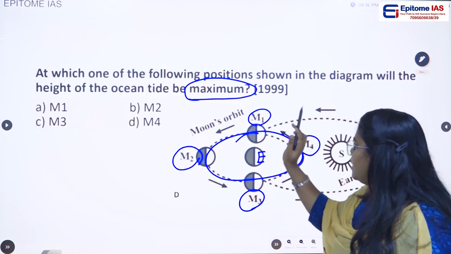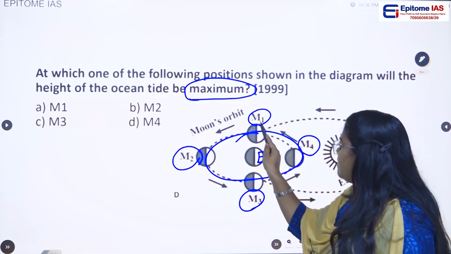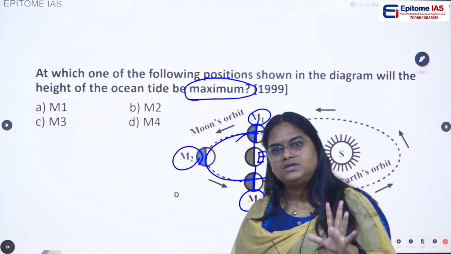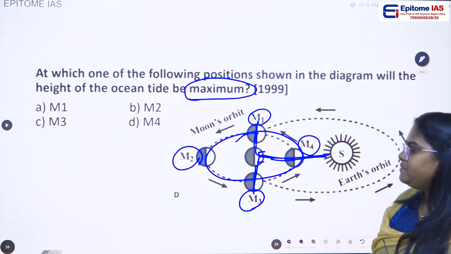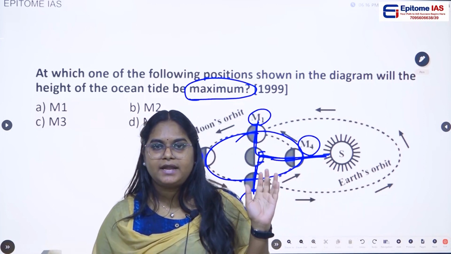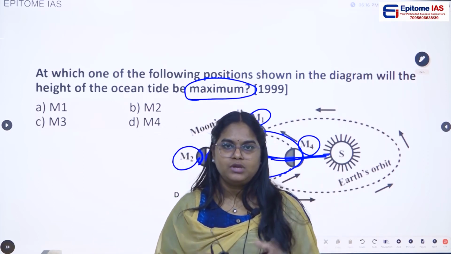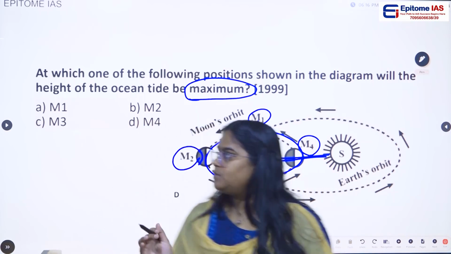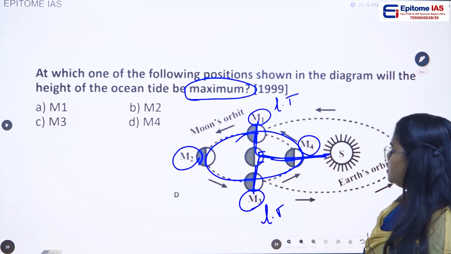So you should be saying whether it's M1, M2 or M3, M4. If you see here, the M1 position and the M3 position are in a perpendicular direction with the sun. What it means is that when the sun and the moon are in different directions, especially perpendicular, the sun is going to have a gravitational pull and the moon is going to have a gravitational pull on the other side. So we'll be having a low tide, both in M1 and in M3.